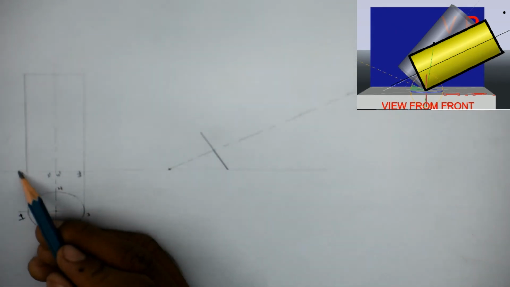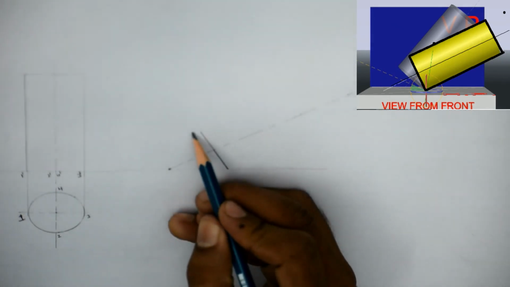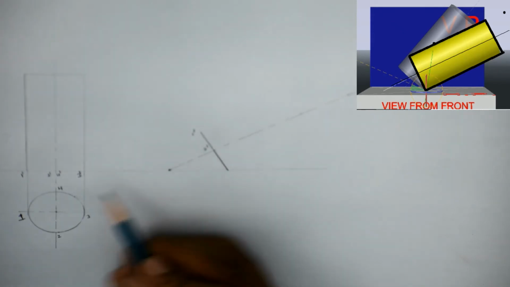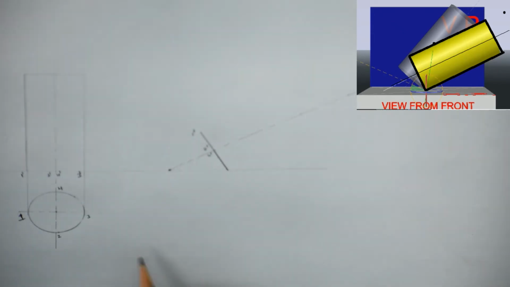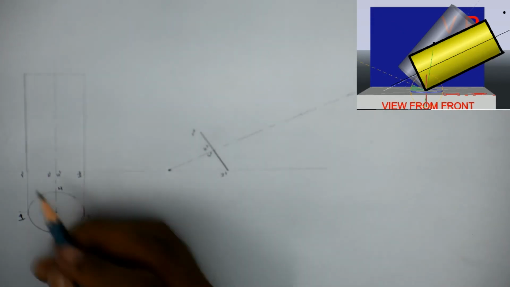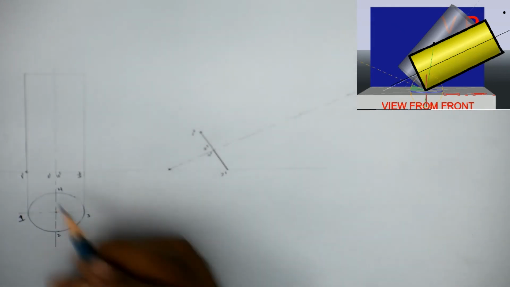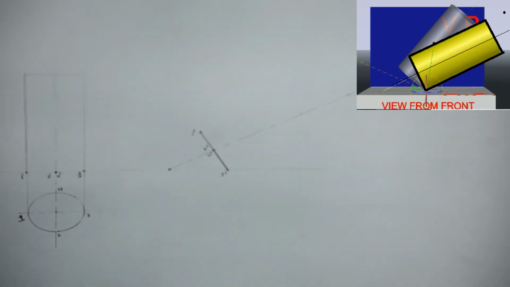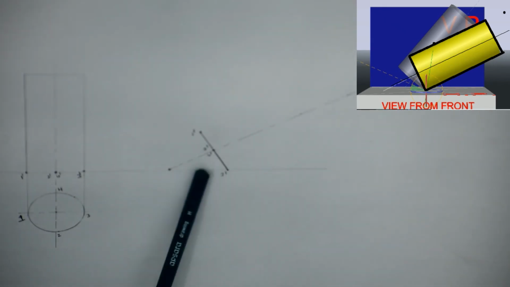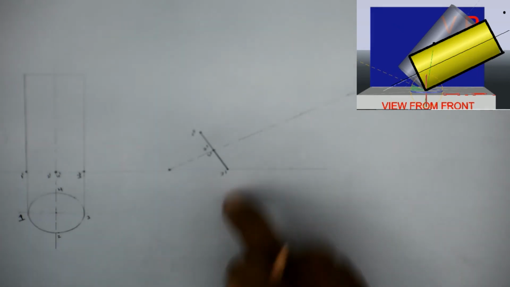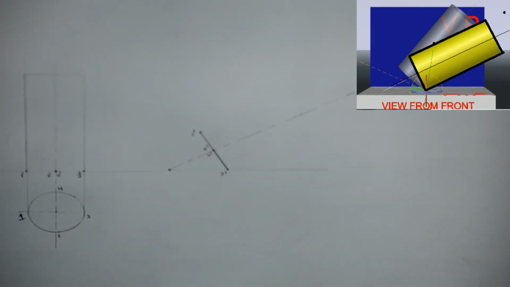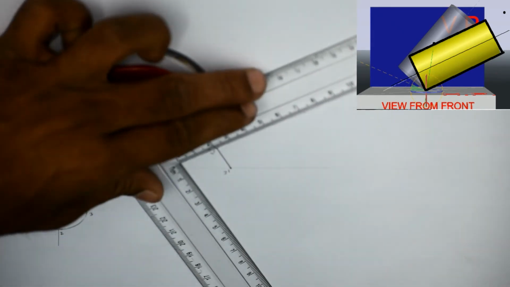So for your reference, see here, this is 1 dash, so I will point out 1 dash here. This is 2 dash and 4 dash. This is 3 dash. This point is here, this point is here, and this point is here. Also observe that I am drawing this line with a dark pencil, that is H pencil, because this is my actual answer to the question. So afterwards it's very easy.